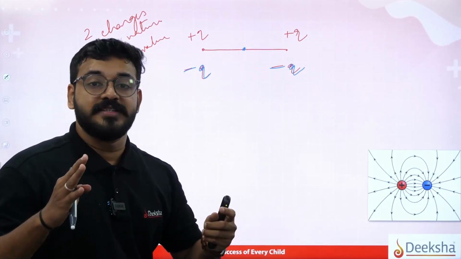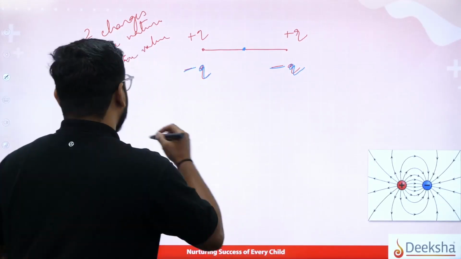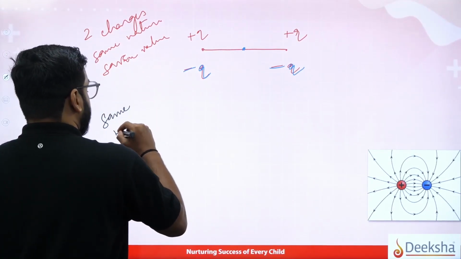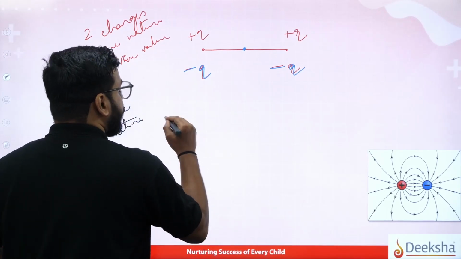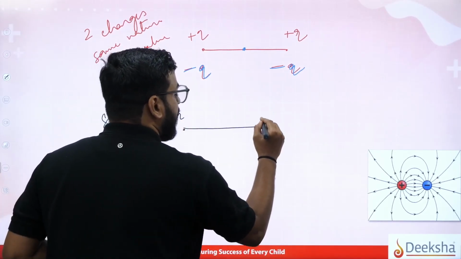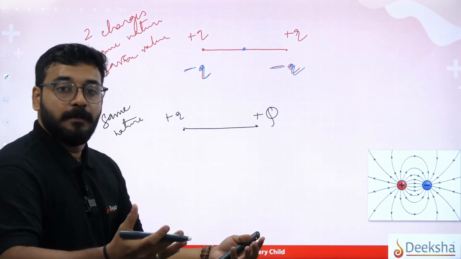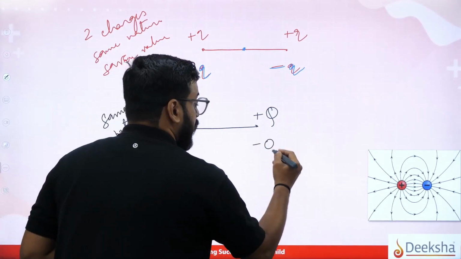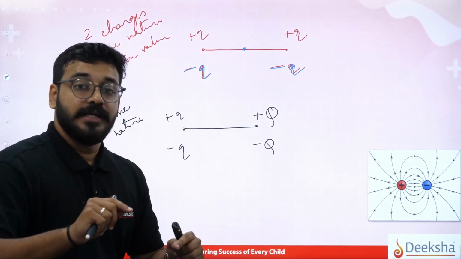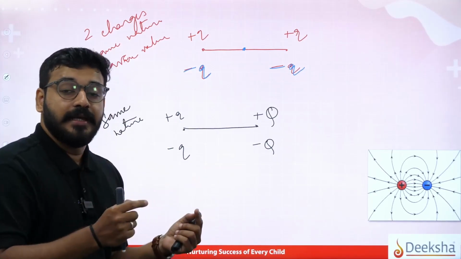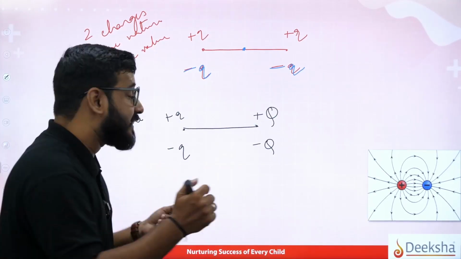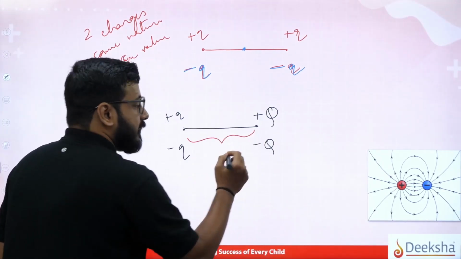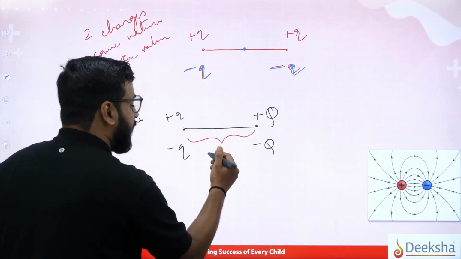What if their values are not the same? The values are not the same, but the nature is the same. What if they have the same nature? Just the same nature. That is, one will have plus q and the other will have plus some other value. But they are both positive or they are both negative. They can be both negative as well. Both of them should have the same nature. In such cases, again, it will not be at the midpoint, but always somewhere in between. It can be anywhere in between. The point where the net electric field is 0 can be anywhere in between.